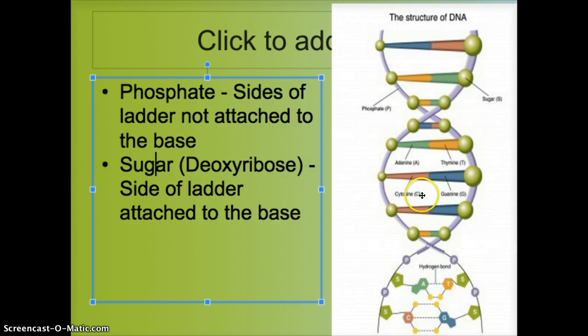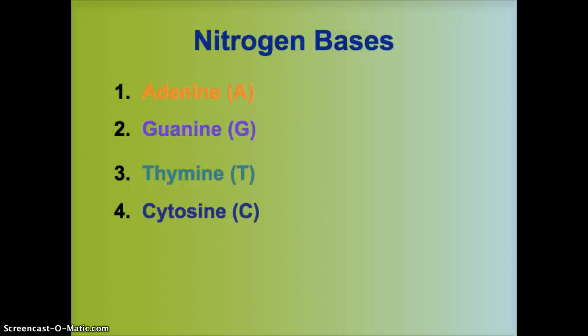So let's talk about what these four are. They're called nitrogen bases. And here's what they're called: adenine, guanine, thymine, and cytosine. And a lot of times you will see them represented as just A or G or T or C. So you're going to hear these letters all throughout genetics when we talk about DNA. A, C, G, and T.